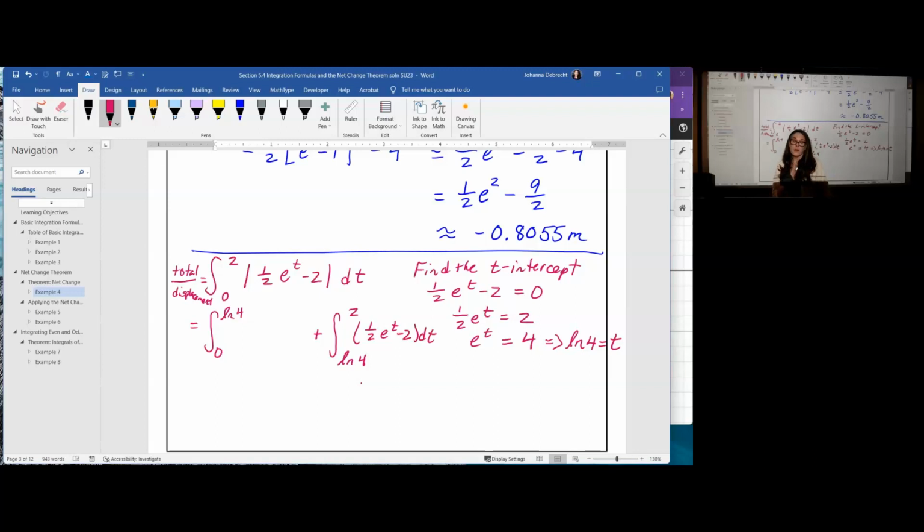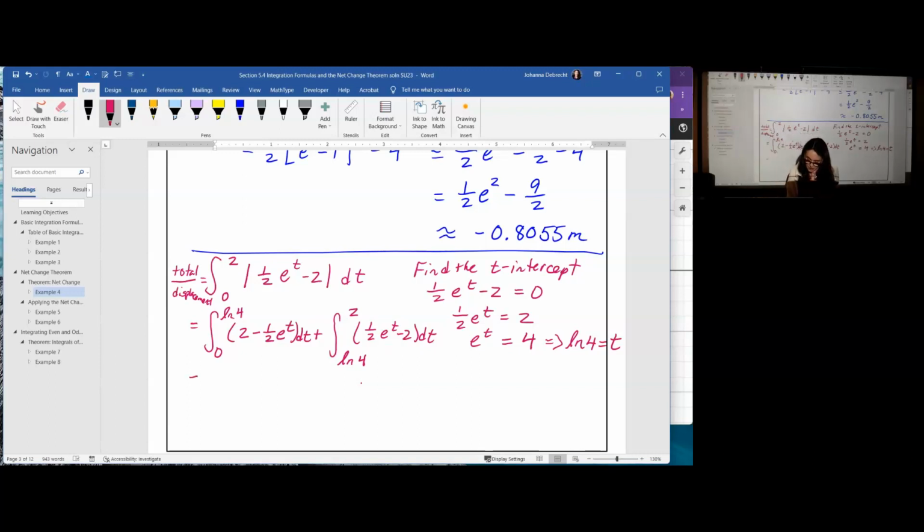For the first one, however, I cannot leave it alone. Because it is below and I need absolute value, I multiply both terms by a negative. This will make the exponential term negative and the 2 positive. This means that I can rewrite this integrand as 2 minus 1/2 e to the t dt. This will force it, in a sense, to flip up and cause that displacement to be positive.